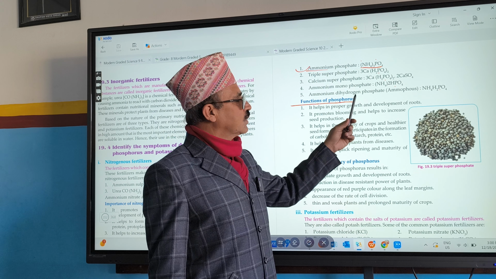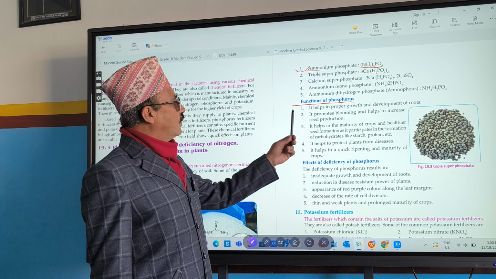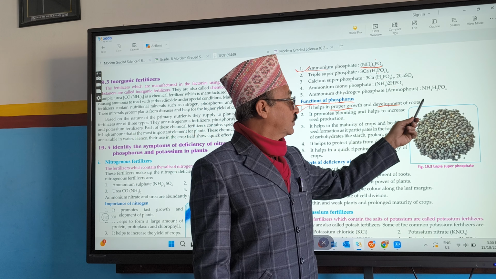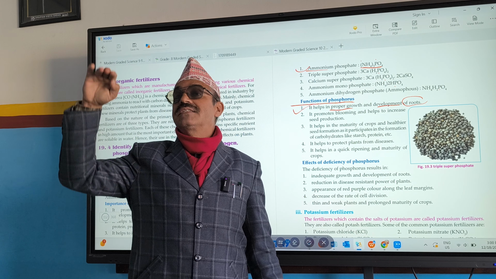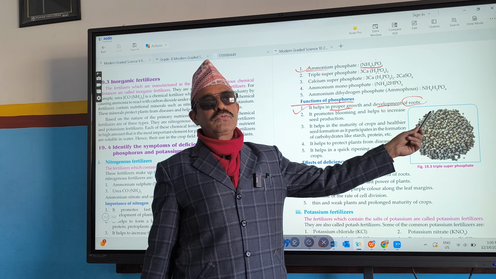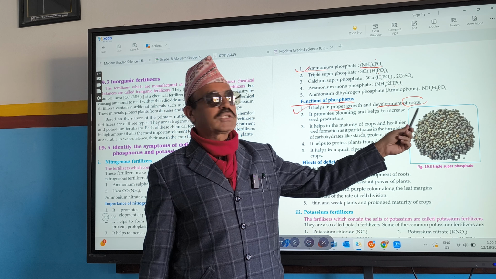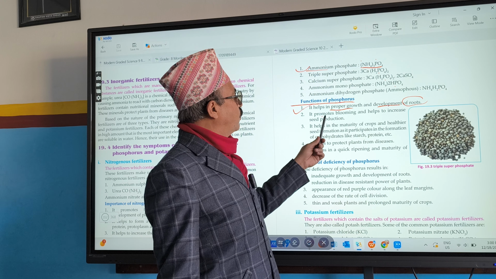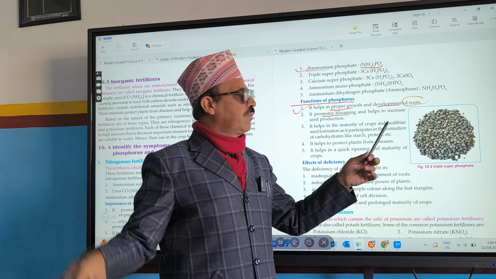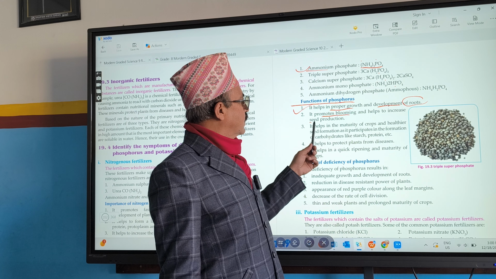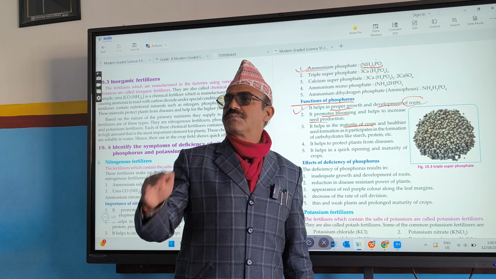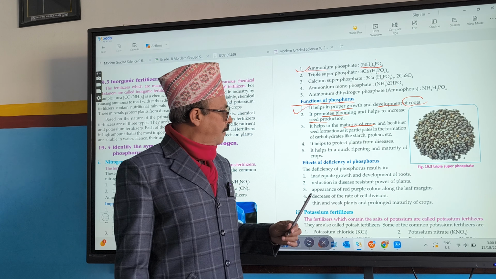What does phosphorus do in plants? What is the first one? Proper growth and development of roots. Plants' height increases because of nitrogen. Roots grow well because of what? Phosphorus. And it promotes blooming. More number of flowers are produced, and increases seed production. Maturity of seeds. Seeds mature properly because of phosphorus.